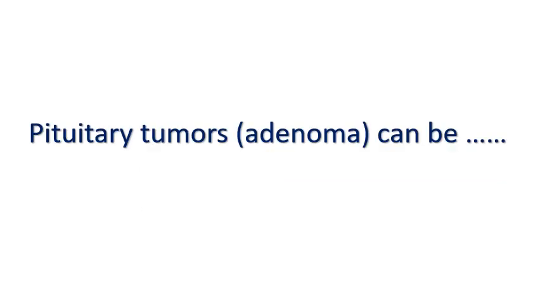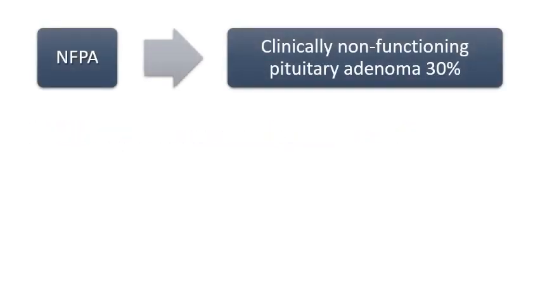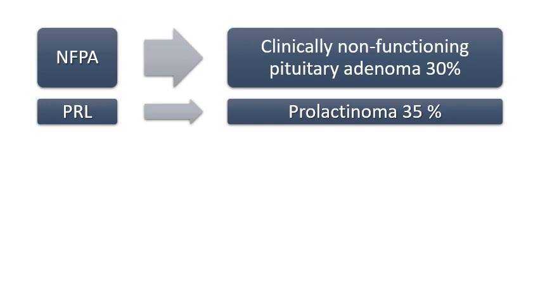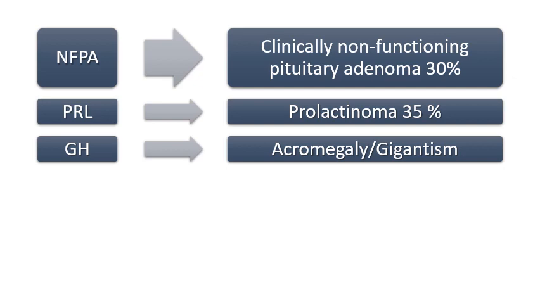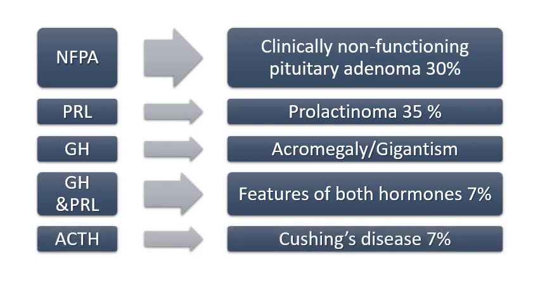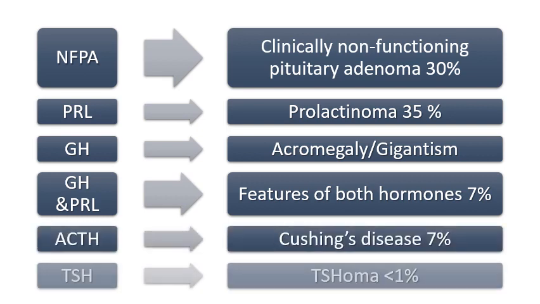And so pituitary adenoma can be either NFPA, clinically non-functioning pituitary adenoma, seen in 30% of pituitary adenomas, or prolactin-secreting adenoma, resulting in prolactinoma in 35%, a growth hormone-secreting adenoma resulting in acromegaly or gigantism, and a combination of prolactin and growth hormone-secreting adenoma secreting both prolactin and growth hormone, and ACTH-secreting adenoma resulting in Cushing disease, and finally, very rarely, a TSH-secreting adenoma called TSHoma, usually seen in less than 1% of pituitary adenomas.